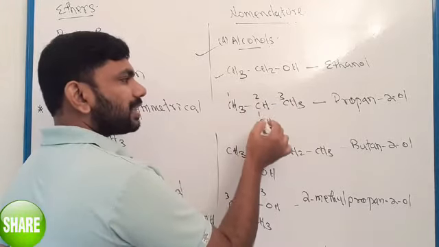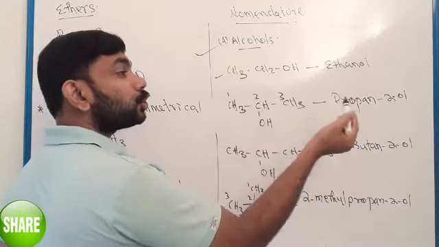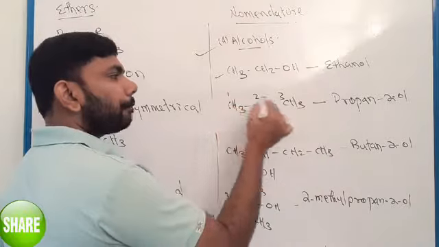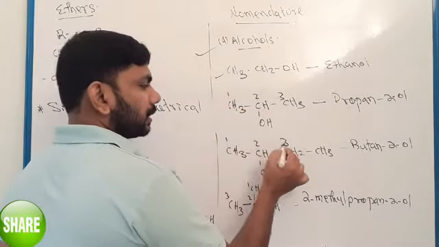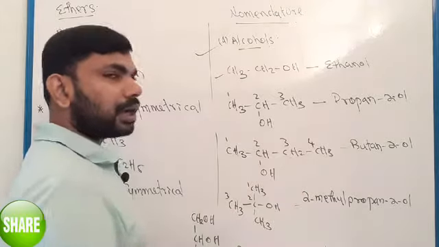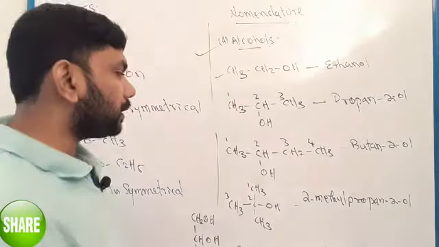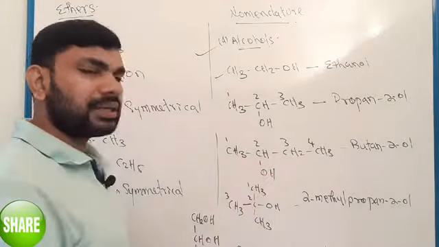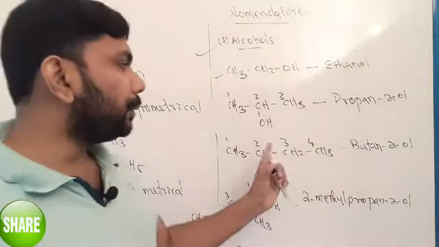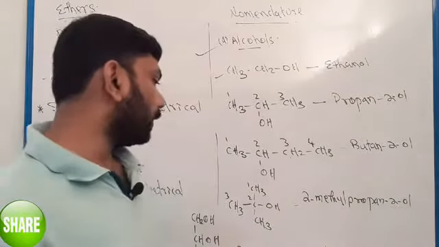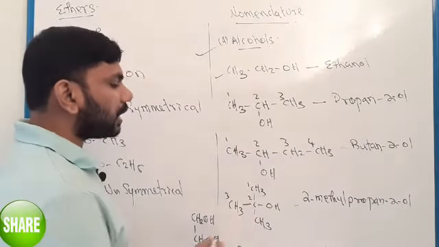But here the OH is on the second carbon, propan-2-ol. You have to say propan-2-ol. This is butanol, four carbon atoms. But here the OH is on the second carbon atom, so butan-2-ol. And here, this is a tertiary alcohol.